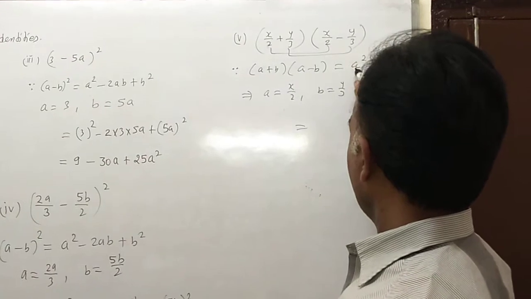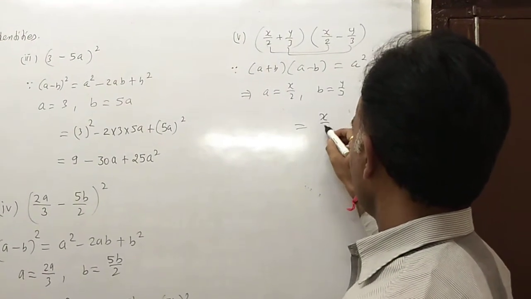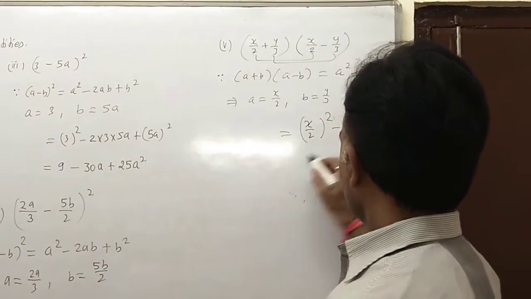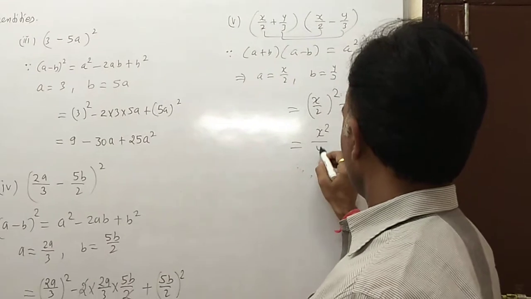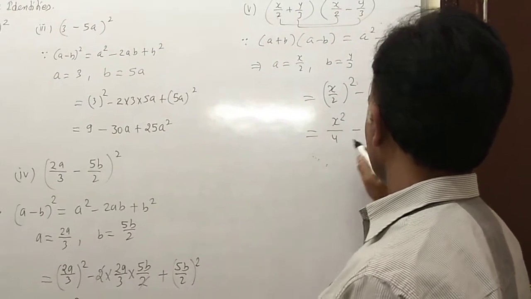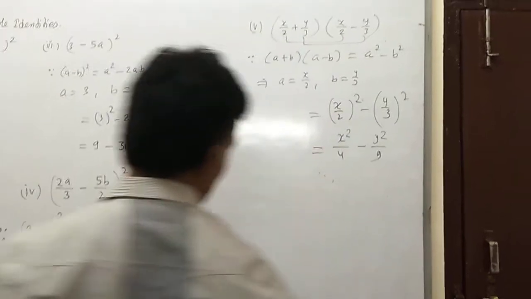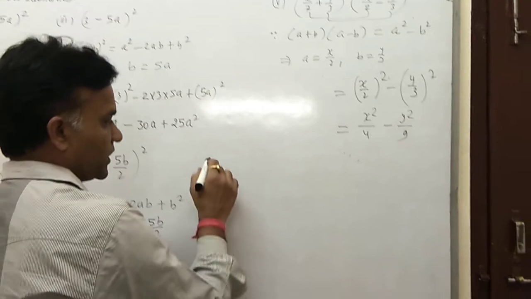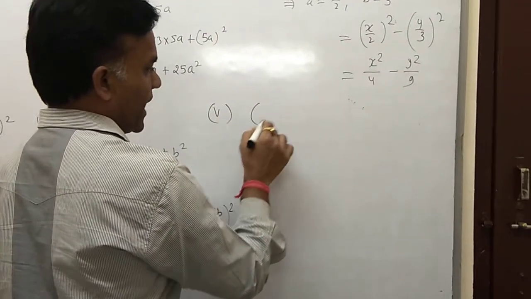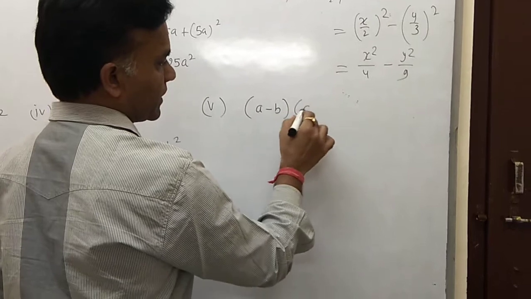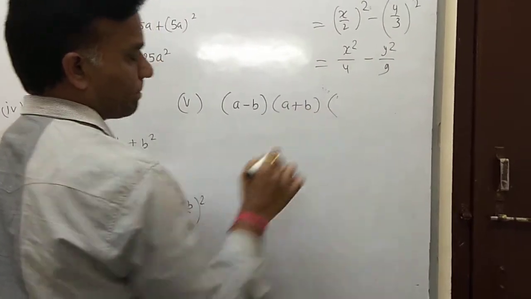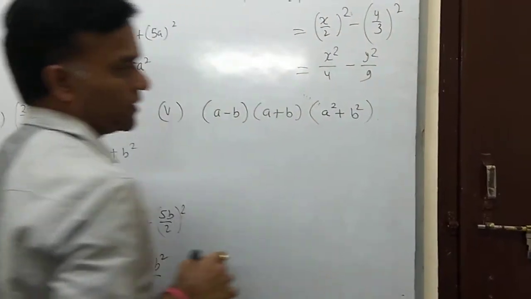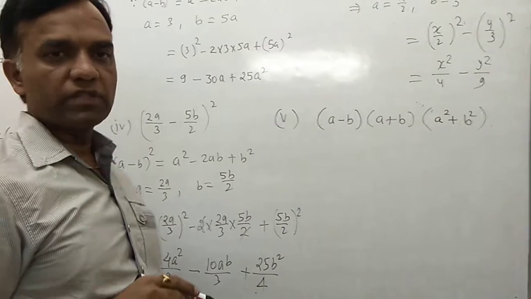Using the identity here, the concept is (x/2)² and (y/3)². So after expansion it is x²/4 minus y²/9. Okay, but one more question now, where we include this identity, like this fifth question. Suppose we have (a − b)(a + b)(a² + b²). So what is the simplified form of these three brackets?